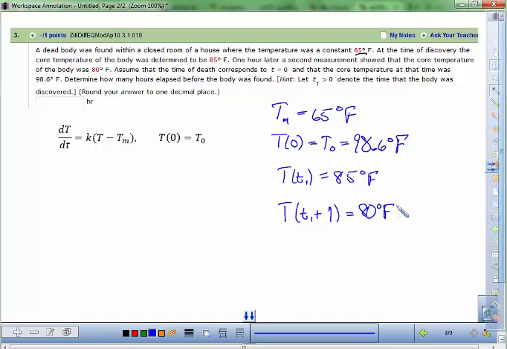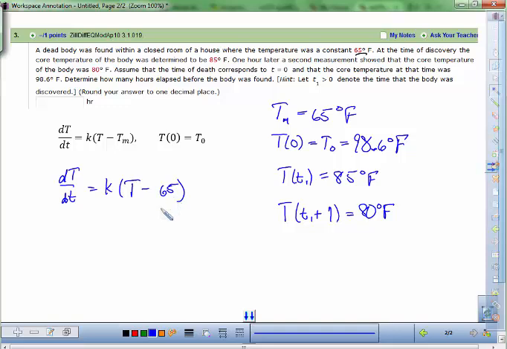So I'm assuming we're eventually going to want to solve for T sub 1 here. It'll give us the time of death. Okay, well, let's put in what we got. dT/dt. I suppose that's not a good choice of variables here. T minus 65.